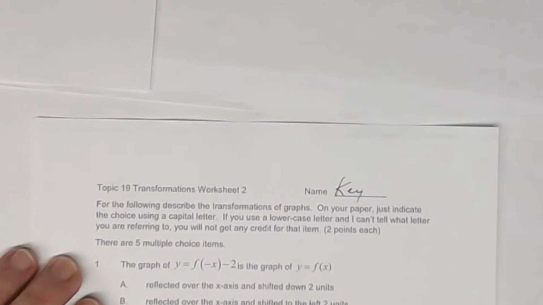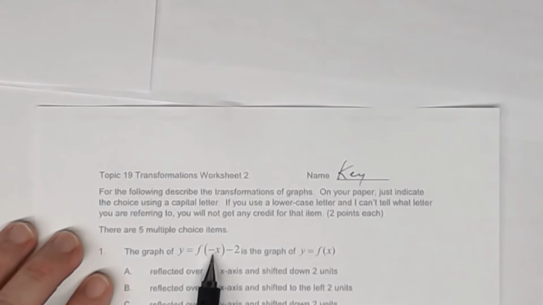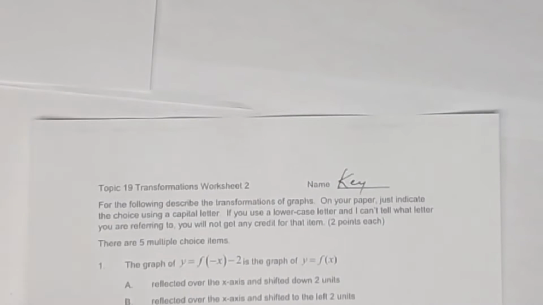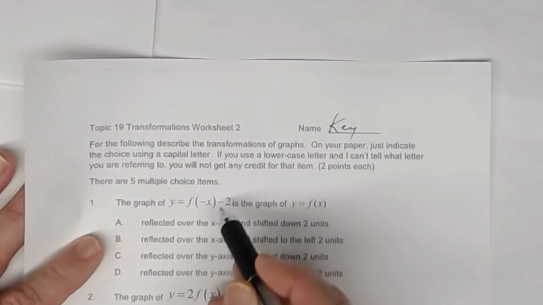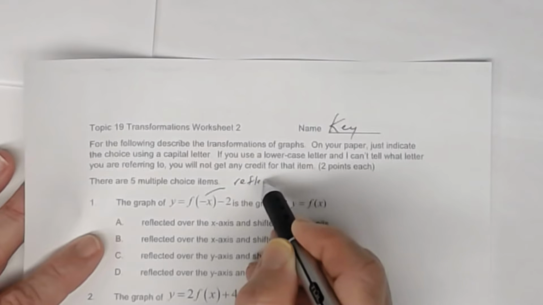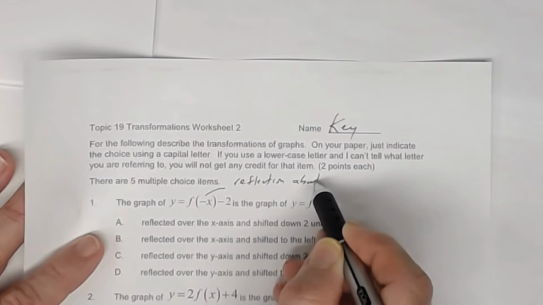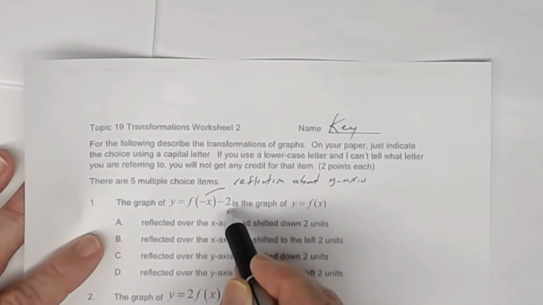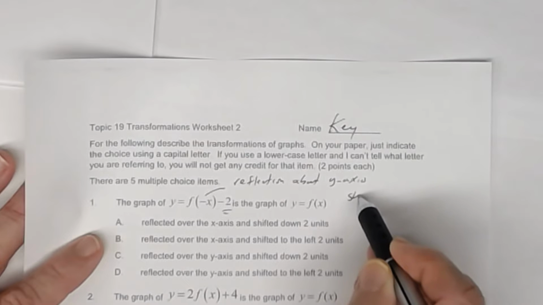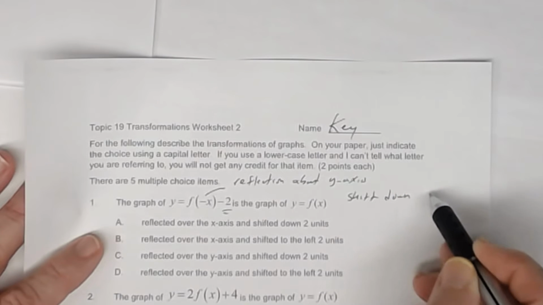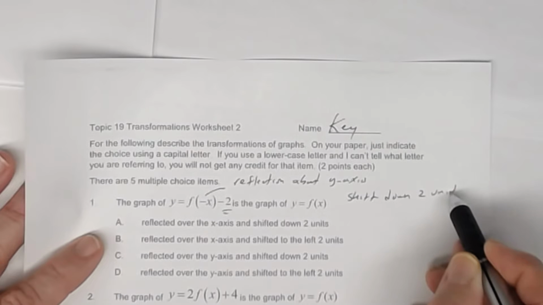So when you look at number 1, we have that negative x. So that's going to be a reflection about the y-axis. And then that negative 2 out here, that's that k. So, since k is negative 2, you're going to shift vertically down 2 units. That's a vertical translation.